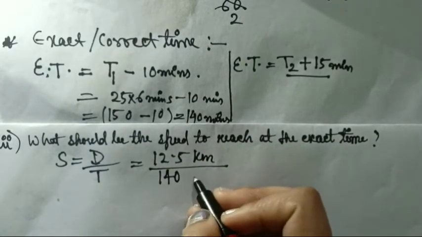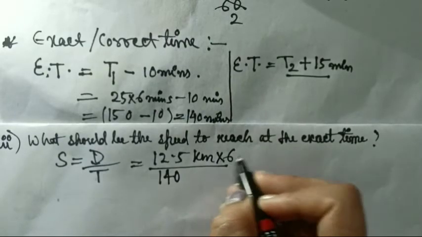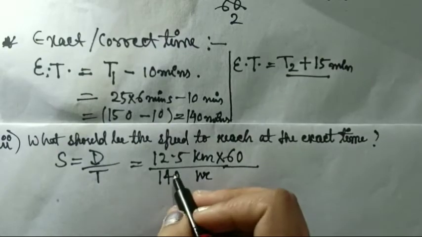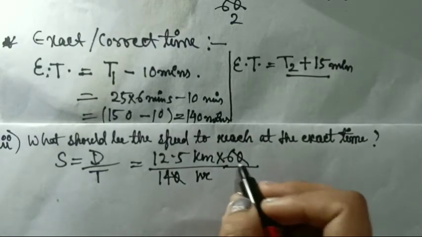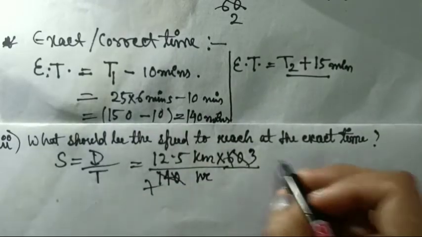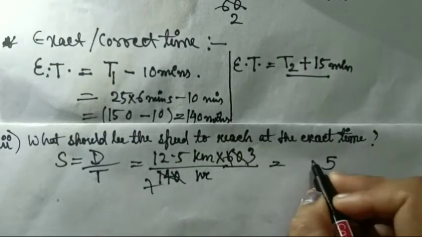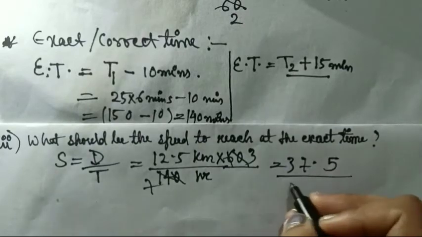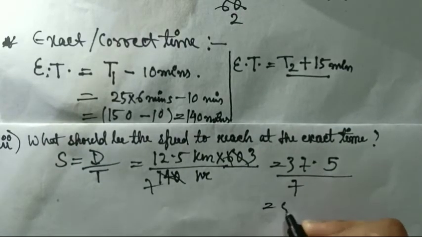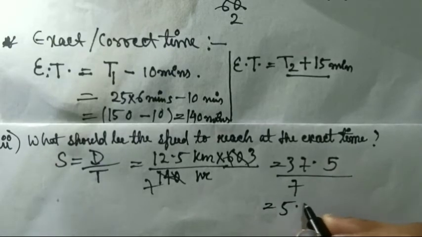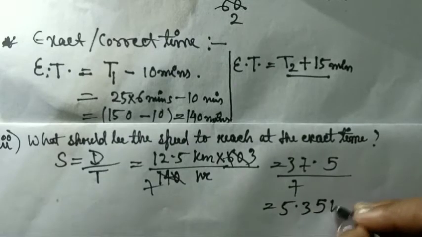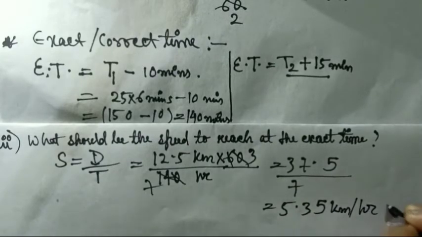Convert this into hours, that is divide by 60. So this is this much hour. Alright, so now on cancellation, this is 7, this is 3, 37.5 by 7, which gives 5.35 kilometers per hour.